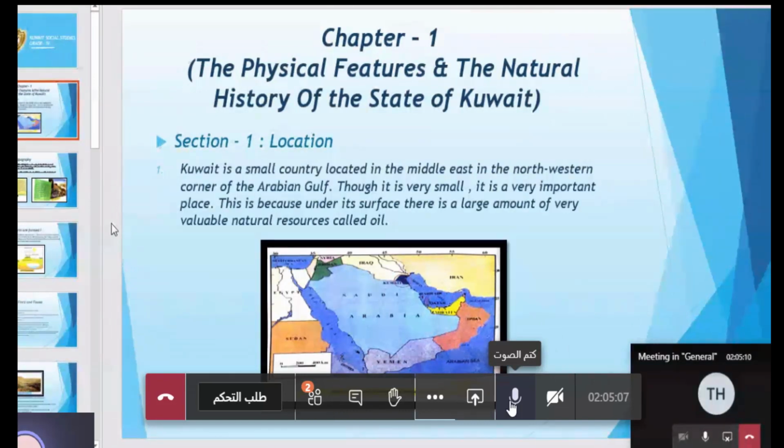Okay? Now we are coming to chapter 1, that is the physical features and the natural history of the state of Kuwait. Now you already know that Kuwait is a small country located in the Middle East in the northwestern corner of the Arabian Gulf. See here? I'm revising it again for you. This is the Arabian Sea.